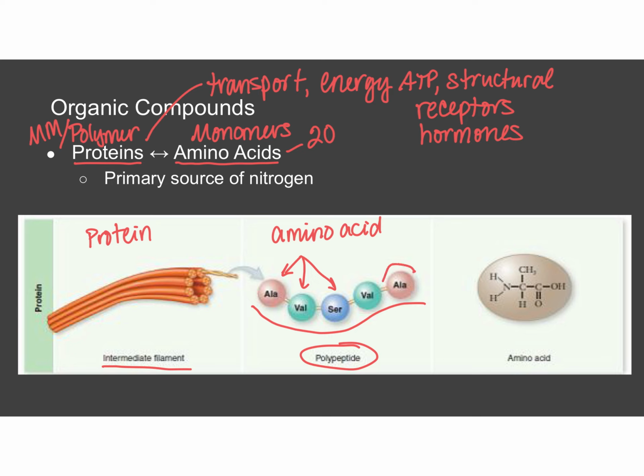Each one of these amino acids has a structure similar to this one, although this area right here might change. You might have a chain of carbons with some hydrogens. You might have some rings. It might look like different things, but the basic molecular formula of an amino acid is what you're seeing here.